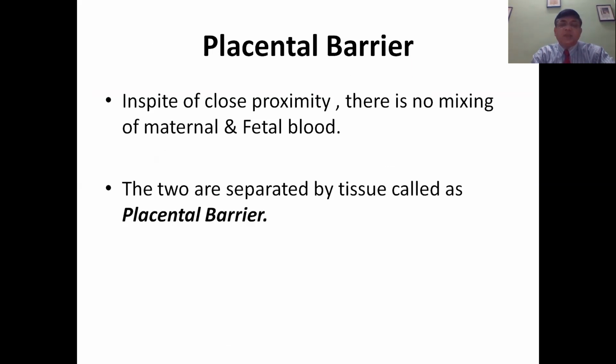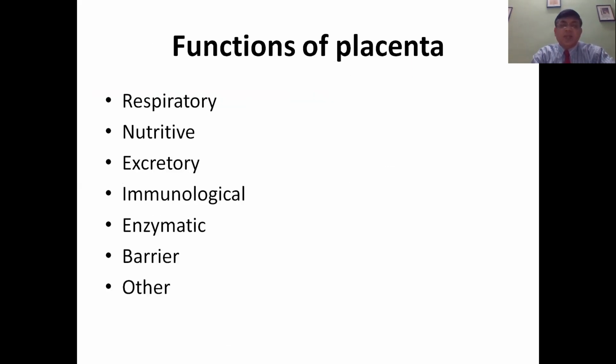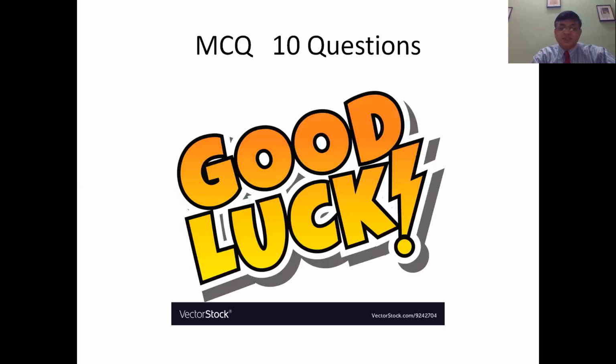Placental barrier: in spite of close proximity, there is no mixing of the maternal and fetal blood, and these two are separated by what is called the placental barrier. And various functions of the placenta are respiratory, nutritive, excretory, immunological, enzymatic, barrier, and other functions.